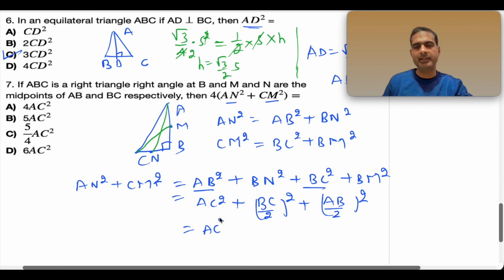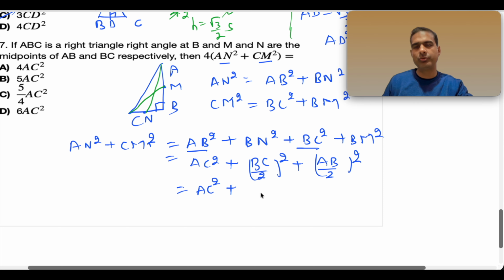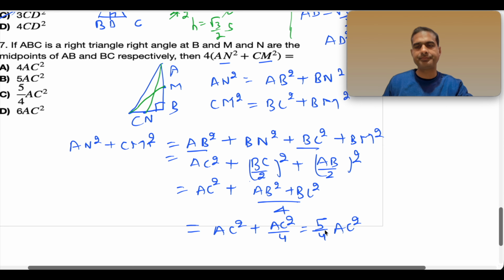So from here I can write AC square plus BC square by 4 plus AB square by 4, which is AC square plus (AB square plus BC square) by 4. AB square plus BC square is again AC square. So AC square plus AC square by 4 will be 5 by 4 AC square.